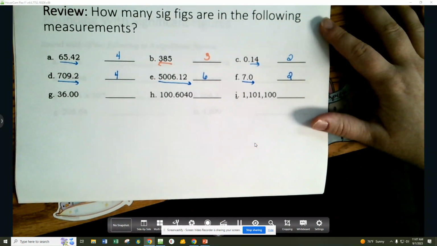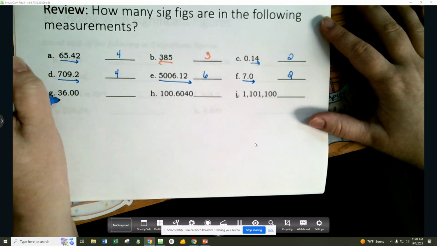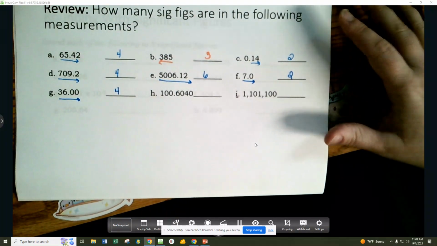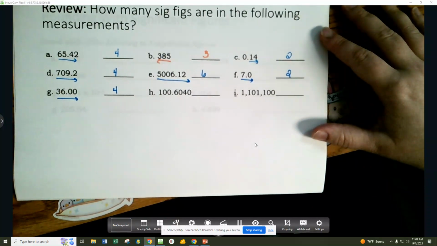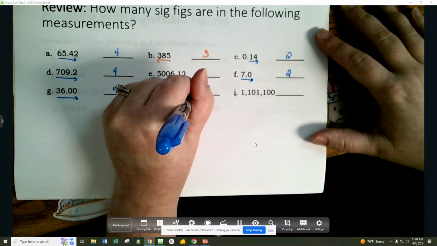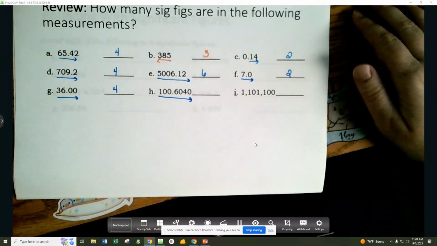36.00, a decimal is present, therefore it's Pacific. We go left to right, it has 4. H is also Pacific. I really like the Pacific rule apparently. So we have 100.6040. And so we start at that 1 and then go all the way to the right. So all of those zeros are going to count along the way.